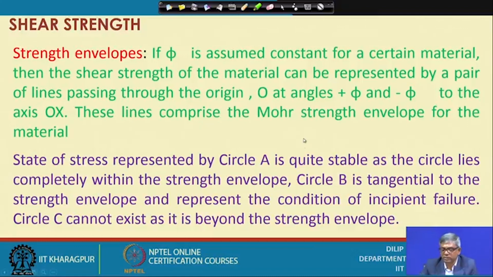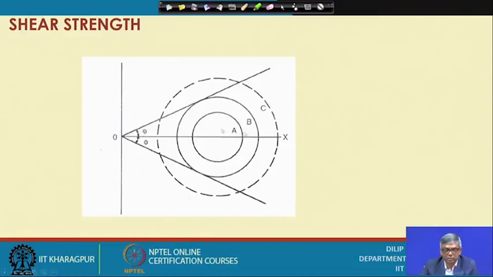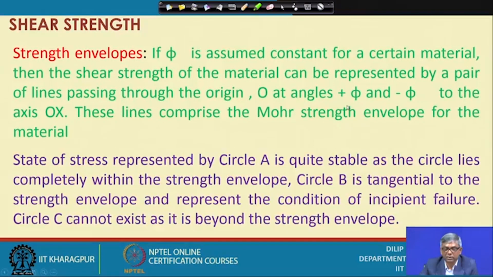You can see this is the axis O x, and plus phi, minus phi, this is phi, and that line I can draw tangential to this. These lines comprise the Mohr strength envelope for the material. What is the meaning of it? It means that along the failure envelope, if we consider sigma and tau, whatever failure takes place, those points will be on that envelope only. And the state of stress represented by circle A is quite stable.